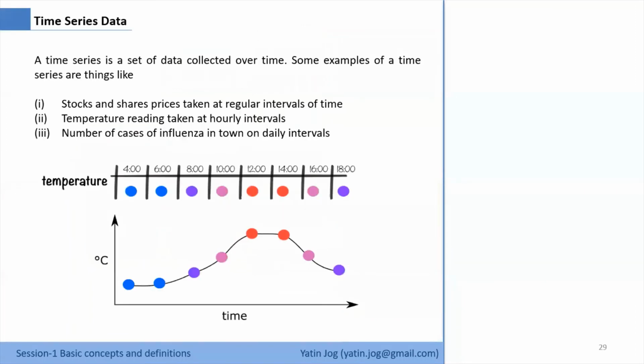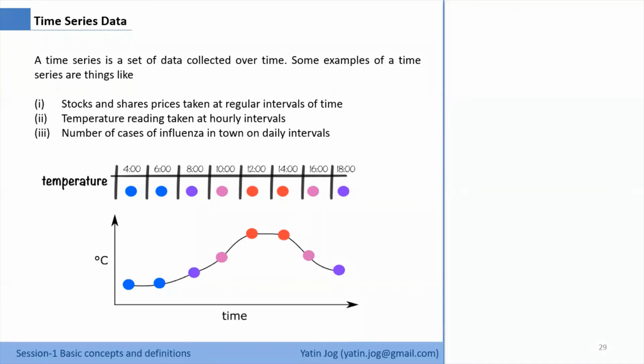So now I'll give you some information about time series data. Though this is not part of this course content, just because we are dealing with all the basic concepts, you should be aware of what a time series is at least. A time series is a set of data collected over time. Some examples of time series are stocks and share prices taken at regular intervals. If I am following some stock price like L&T, for example, what was the L&T share price on day 1, day 2, day 3, day 4, up to, say, 50 days if I'm tracking that share for the last 50 days.